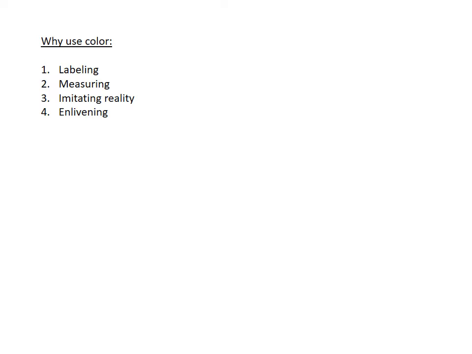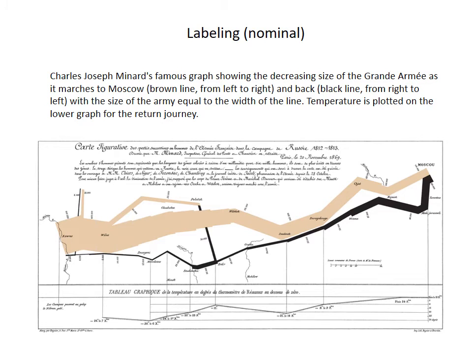So why use color? Labeling, measuring, imitating reality, so mostly with maps, and enlivening. So this is a really famous graphic. This is the size of Napoleon's army as it marches from west to east towards Moscow. So that's the brown, or tan, is the size of the army as it marches to Moscow, and you can see the width of this graphical representation of the size of his army declining as they march to Moscow.